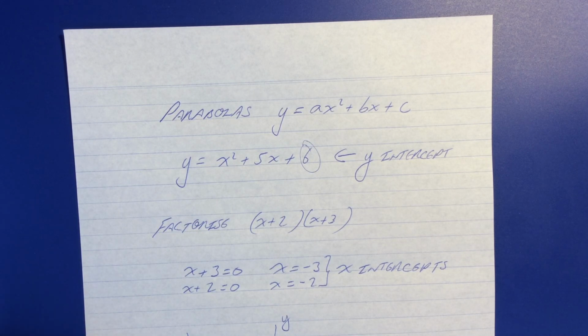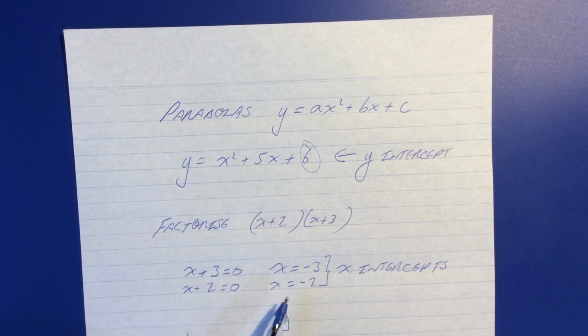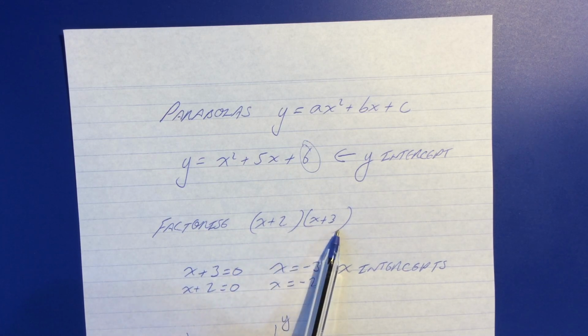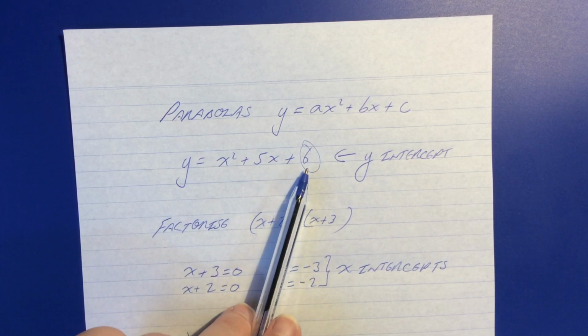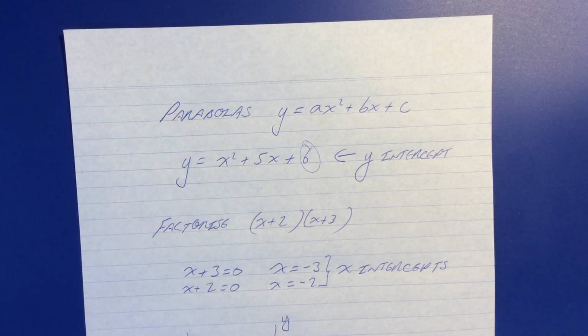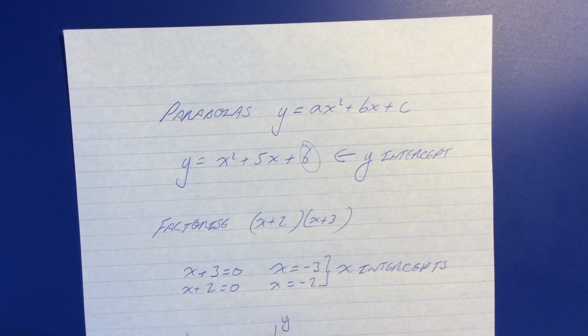To find the x-intercepts, what we have to do is factorize this equation. And in factorized form, it looks like this. Now, how did it get from here to here? We took the factors of 6 that add to 5. The factors of 6 that add to 5 are 3 and 2, which you can see here. And that is how we factorized this and got it into this form.